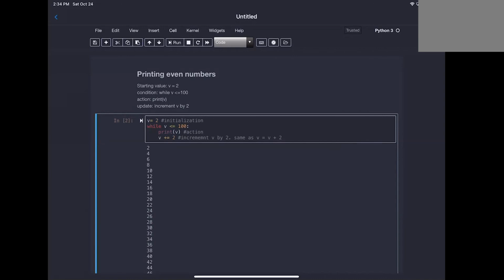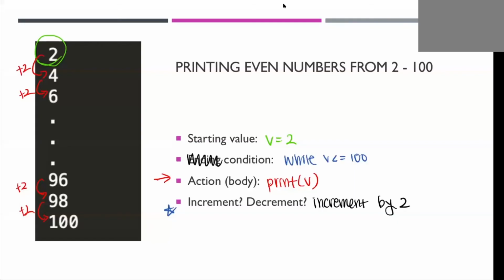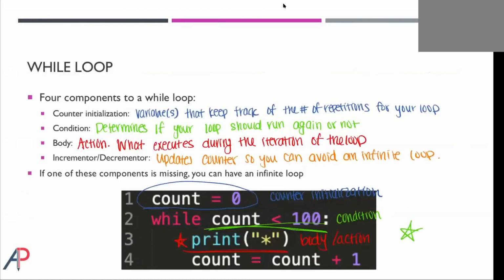There are four aspects to while loops that we discussed, the four different components. So let's talk about each particular component. We had the counter initialization first, the condition, the body, and the incrementer or decrementer.